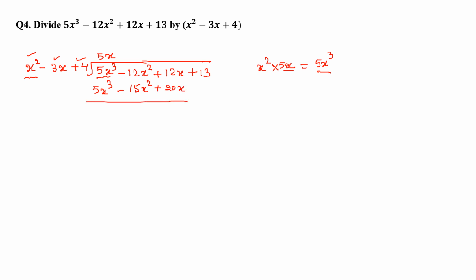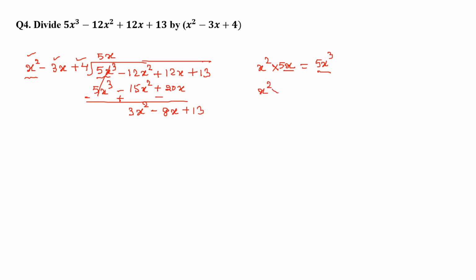Now I have to do the subtraction. So the sign will change. So this is minus, this will be plus, and this is also minus. So 5x cube minus 5x cube will be 0. Then minus 12 plus 15 will give me 3x square. 12 minus 20 will give me minus 8x. And in the dividend you can see it is plus 13. Now again my new dividend is 3x square minus 8x plus 13. So I have to repeat the same process.